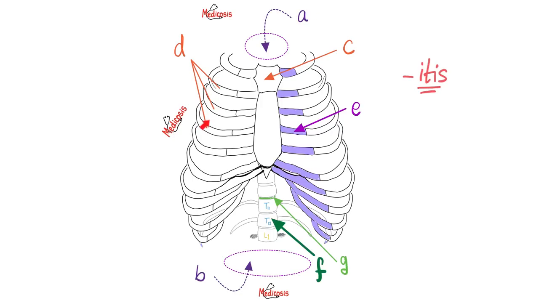D are the ribs, and they have costal cartilages as they hit the sternum. So choice E is the costal cartilage. Which rib is this? 1, 2, 3, 4. It's the fourth rib and the fourth costal cartilage. F is the 12th thoracic vertebra. And G is the intervertebral disc between the 10th and the 11th thoracic vertebra. Question: what type of cartilage is located in the intervertebral disc? If you know, comment below.